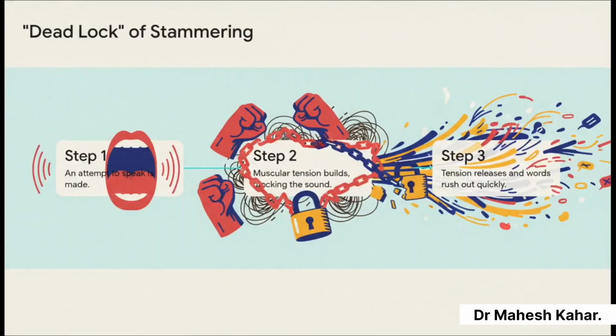So let's quickly walk through what the source calls the deadlock of stammering. First, someone tries to speak a word. Then, this muscular tension just builds and builds, literally blocking the sound. And finally, that tension lets go, and the rest of the sentence just rushes out. It's a really intense physical process.